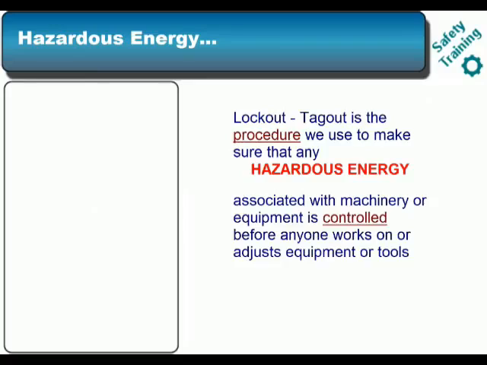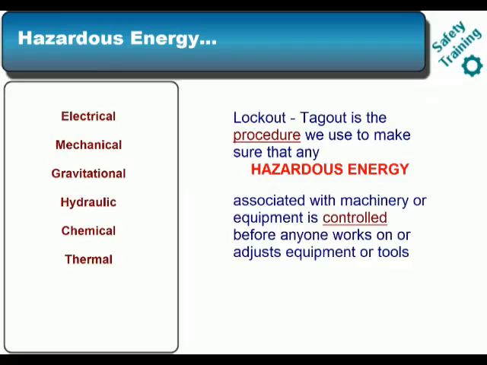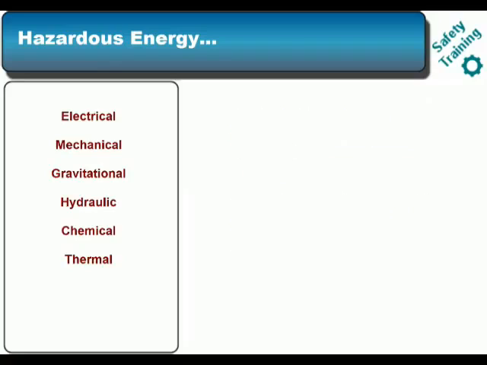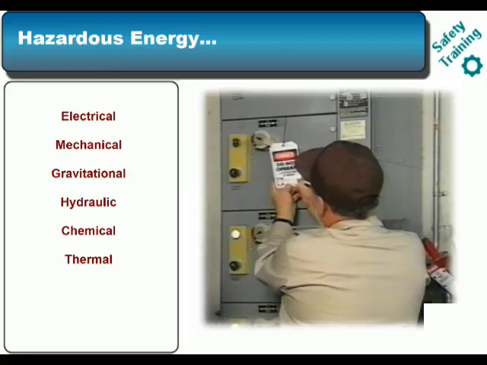Lockout, tagout is the procedure we use to make sure that any hazardous energy associated with machinery or equipment is controlled before anyone works on or adjusts equipment or tools. Hazardous energy is energy that can harm a person, such as electrical energy, mechanical energy, gravitational energy, hydraulic energy, chemical energy, and thermal energy. All these sources of hazardous energy must be controlled by locking and tagging before work or adjustments begin on any piece of equipment.